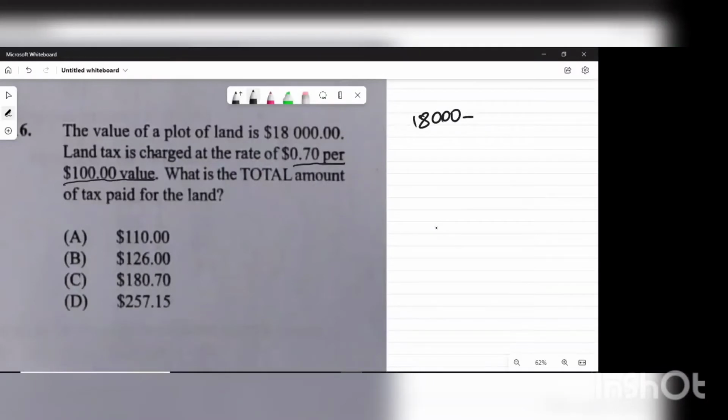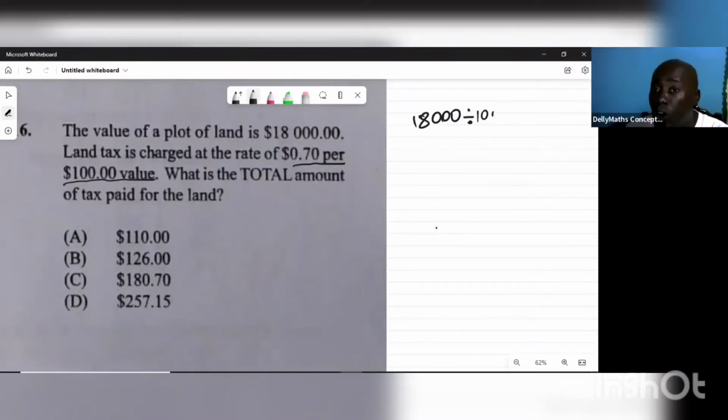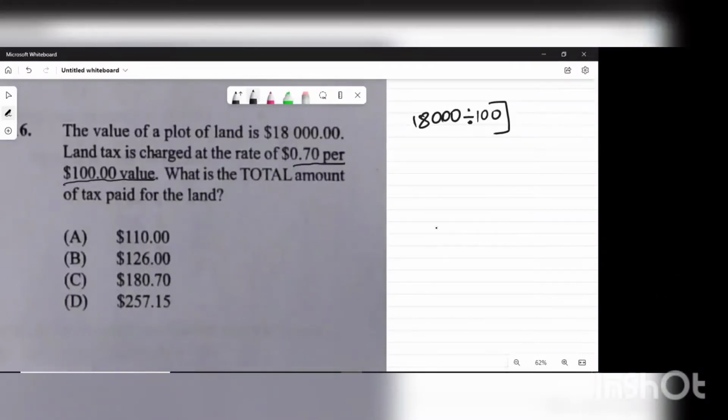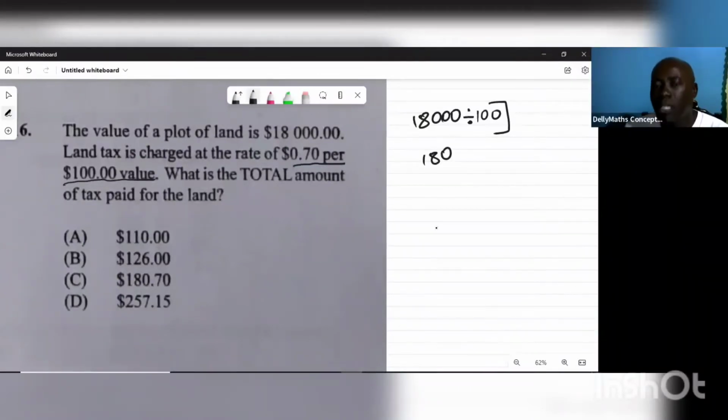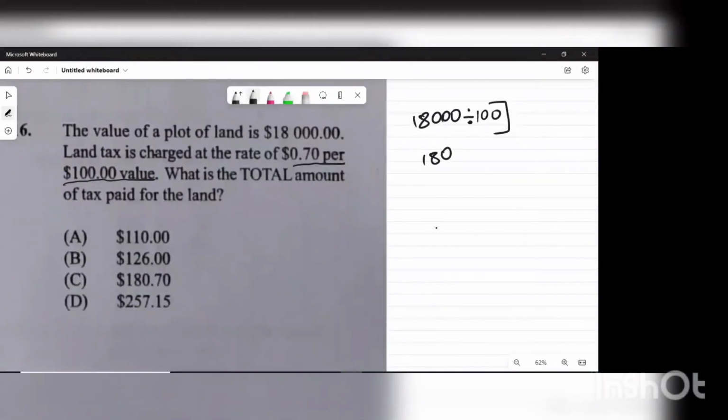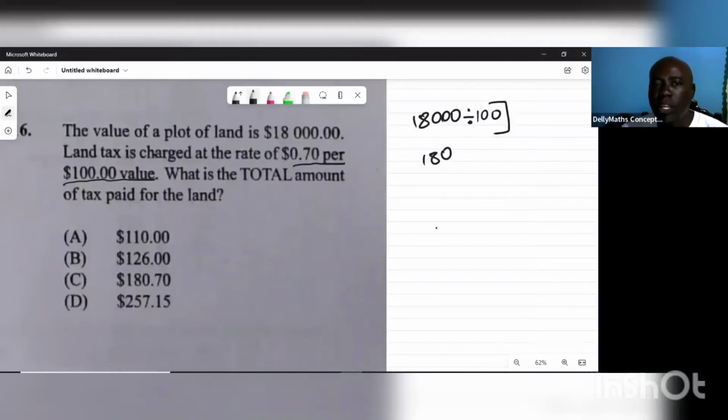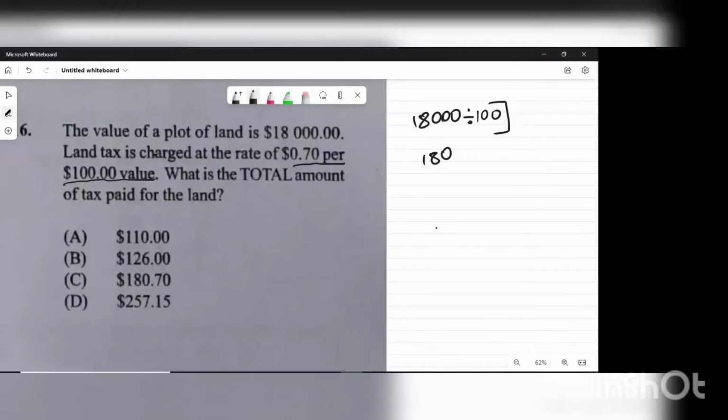So it is our responsibility to find out how many hundreds we can get out of that. So you divide the 18,000 by 100, and we're going to get 180 hundreds. Everybody could see the 180 hundreds? Yes.